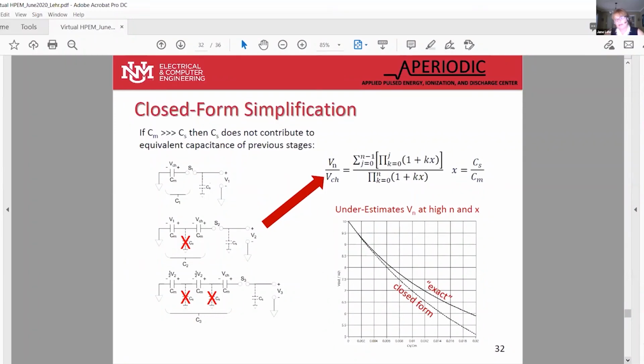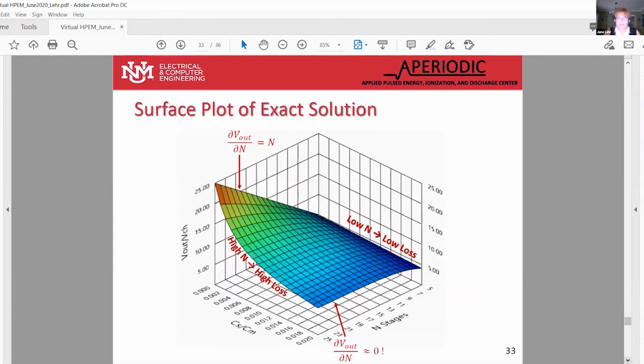So here's a comparison of the exact solution to our closed form, our approximate solutions. We can see, as we expected, that at low ratios of stray to Marx capacitance, the solutions converge. As that ratio gets bigger, you don't lose as much voltage as you would in the other case. Not unexpected. So this allows us then to look at it from a different point of view.